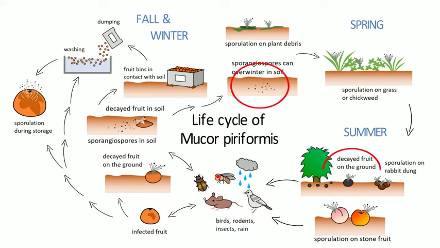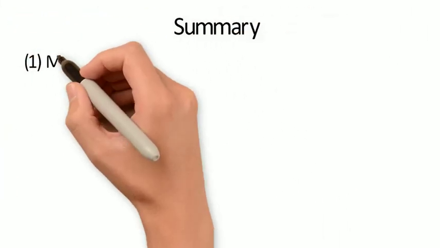Infested soil and plant debris on the ground are the major sources of inoculum. Removing decayed fruits or plant debris from the ground and preventing infested soil from getting in the packing line could reduce Mucor rot incidence during storage.